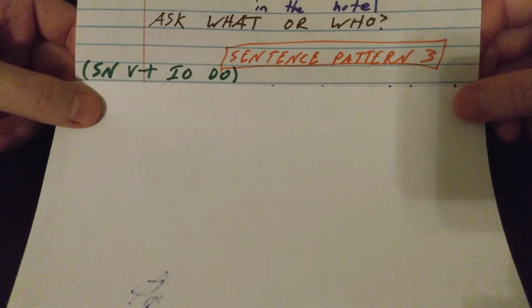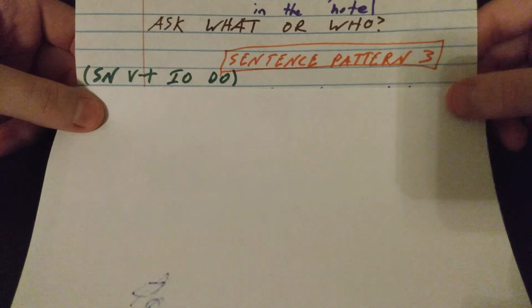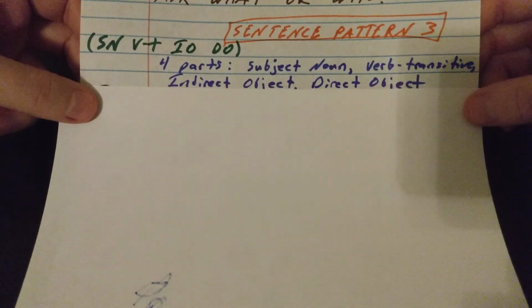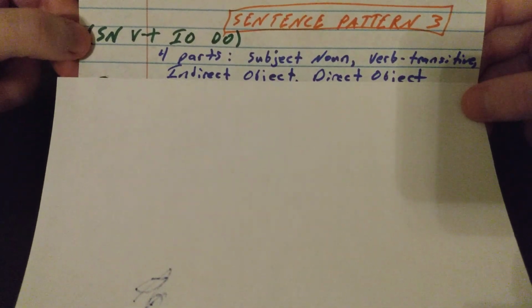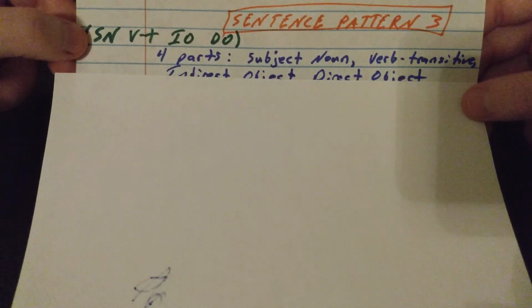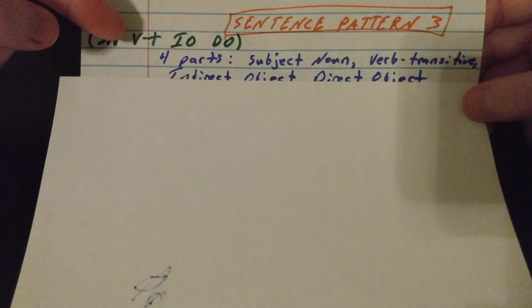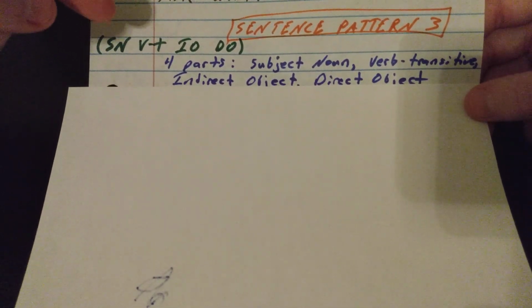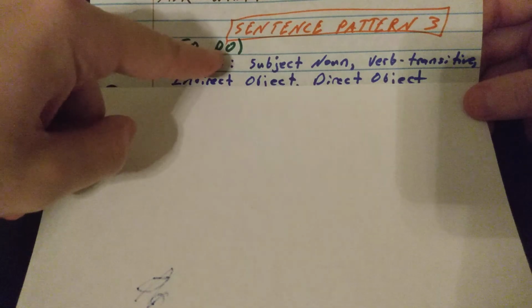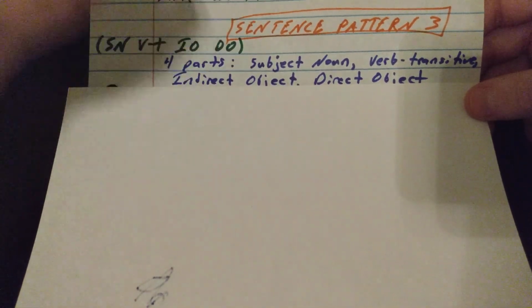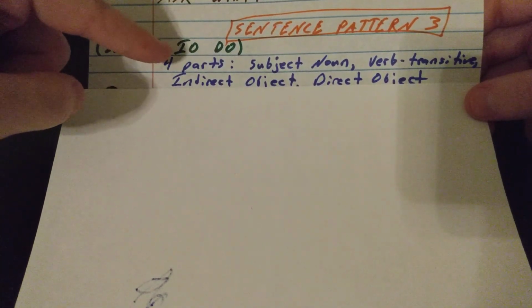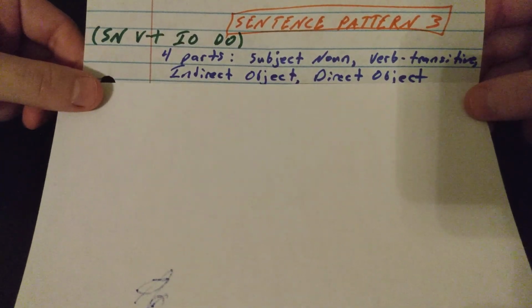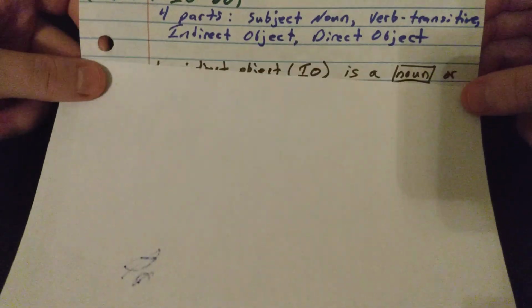All right, and that's what the pattern looks like. There are 4 parts to it. There is the subject noun, like we've had before. There's a transitive verb, which means you'll have to ask what or who. And then you have a direct object, which is what we've had before. And then the new part is the indirect object. Like I said, I'm going to explain what that is and how to find it.